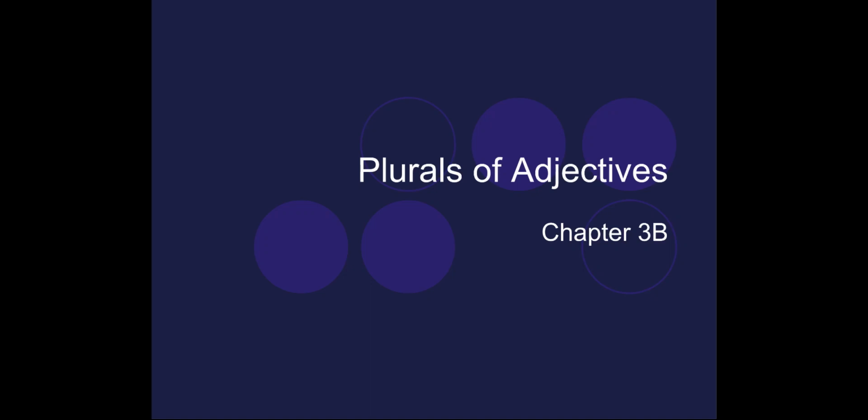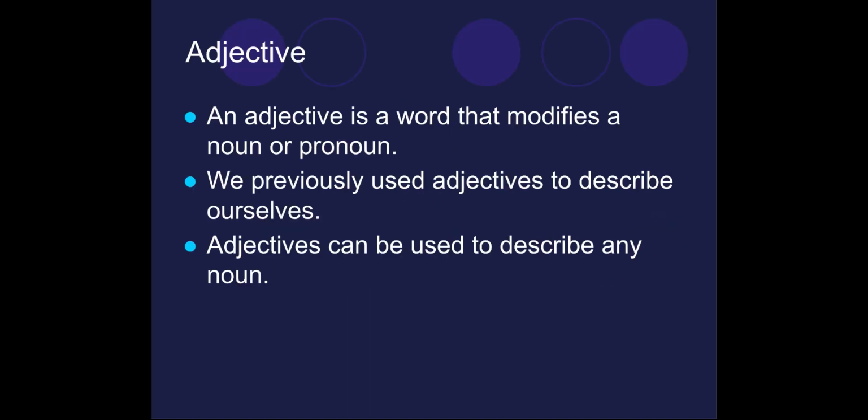Plurals of adjectives, how to make adjectives plural. If you remember from Unit 1, an adjective is a word that modifies a noun or a pronoun. When we used them in Unit 1, we used them to describe ourselves. So we described our personalities. Soy deportista, soy inteligente, como eres, eres simpático.